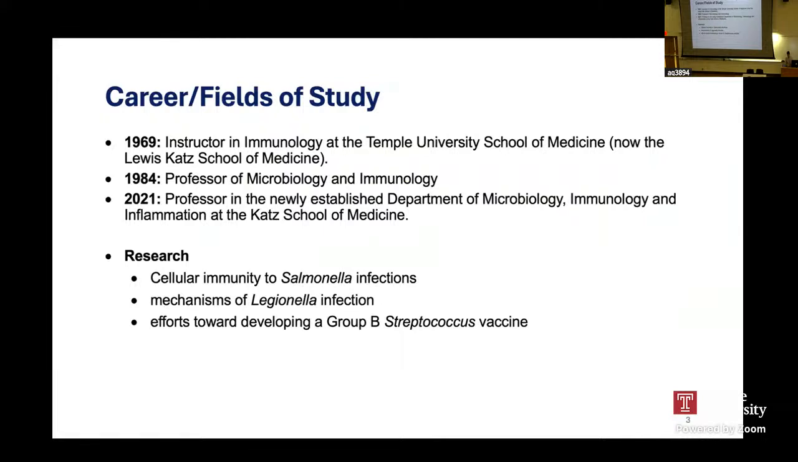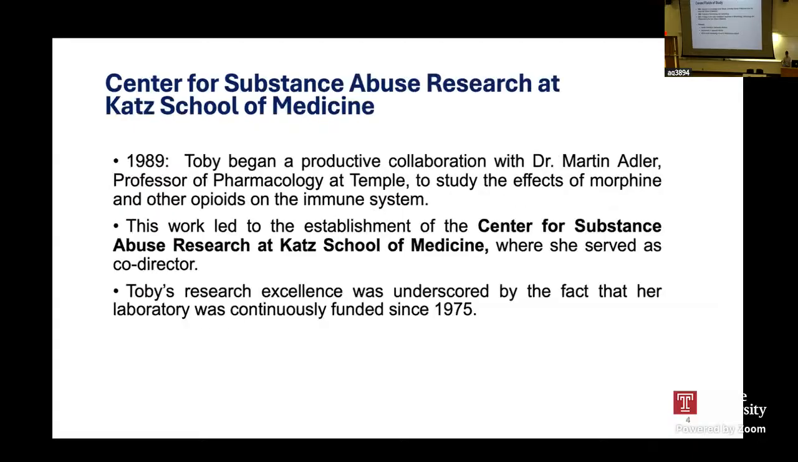Toby joined Temple University as an instructor in 1969. She rose through the ranks and became a professor in 1984 in microbiology and immunology. Her research focused on cellular immunity in salmonella infections, mechanisms of Legionella infections, as well as contributing to efforts toward developing Group B strep vaccines. In 1989, she collaborated with Martin Adler to look at the effects of morphine and other opioids on the immune system, which resulted in the establishment of the Center for Substance Abuse Research.